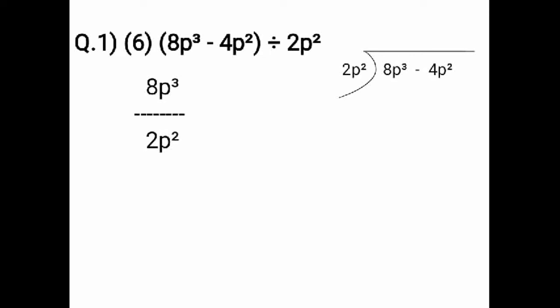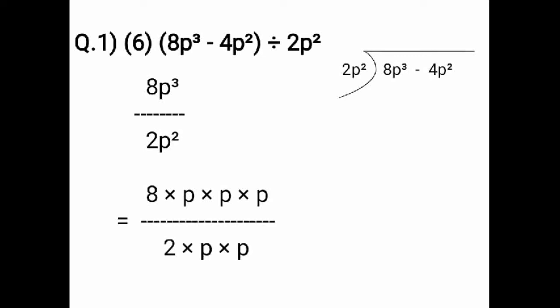8p cube upon 2p square is equal to 8 into p into p into p upon 2 into p into p. Now you have to do cancellation. Number 8 is going to the table, number 2 is already there on the denominator. So start doing cancellation: 2 ones are 2, 2 fours are 8. Then you have to cancel both the p on numerator and denominator, like this way. Now only the numerator is left to multiply, nothing is left in the denominator. 4 into p is 4p.